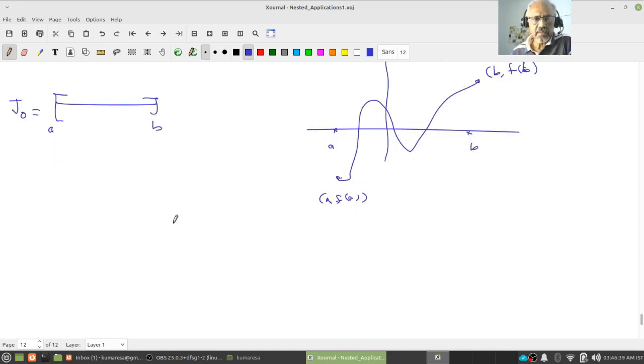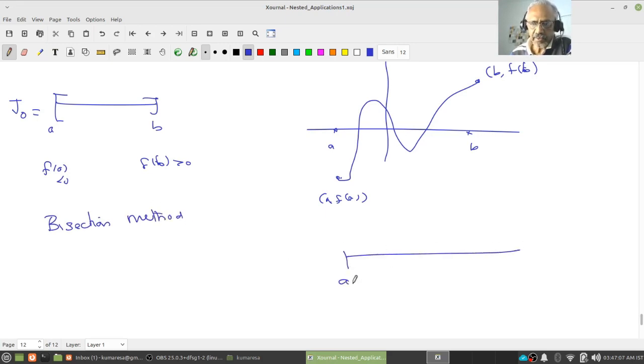So here f(a) is negative and f(b) is positive. I wanted the nested interval theorem. How do you think I will use it? I will use the so-called bisection method, as I explained in the last lecture. So bisect this interval [a, b]. This may be its midpoint. c is the midpoint, (a+b)/2. Now let us look at this interval.